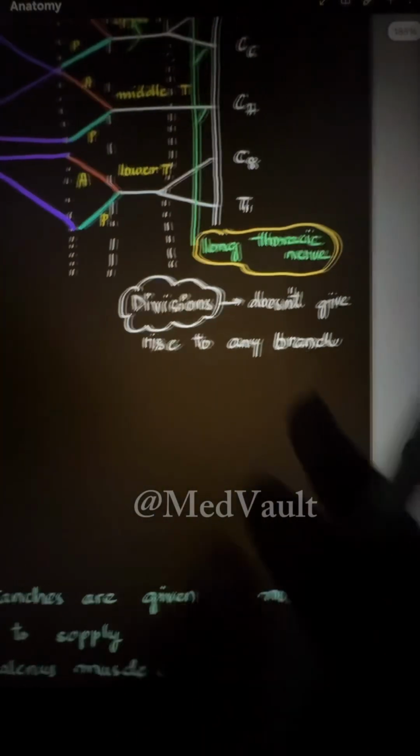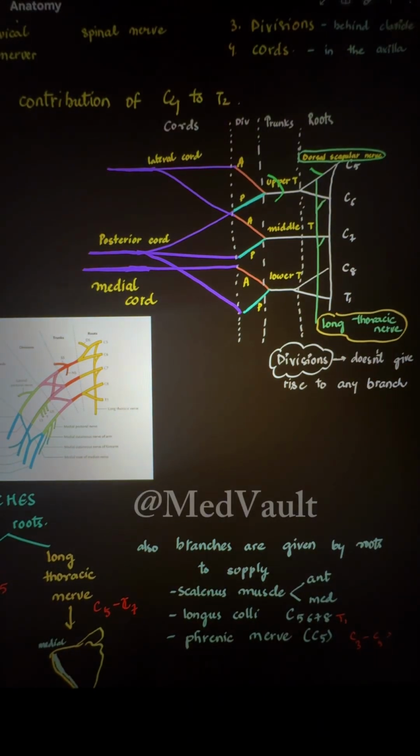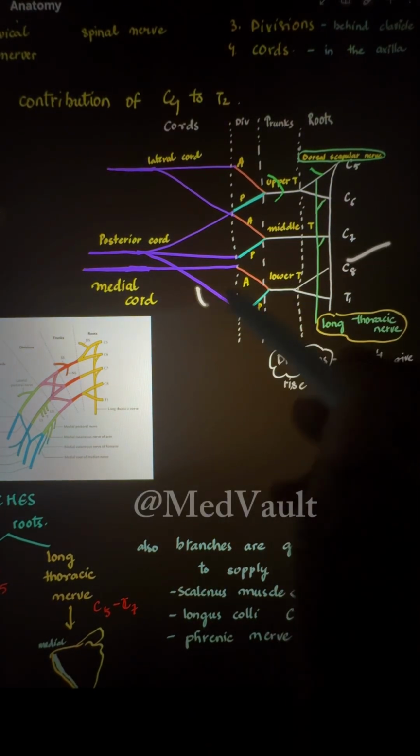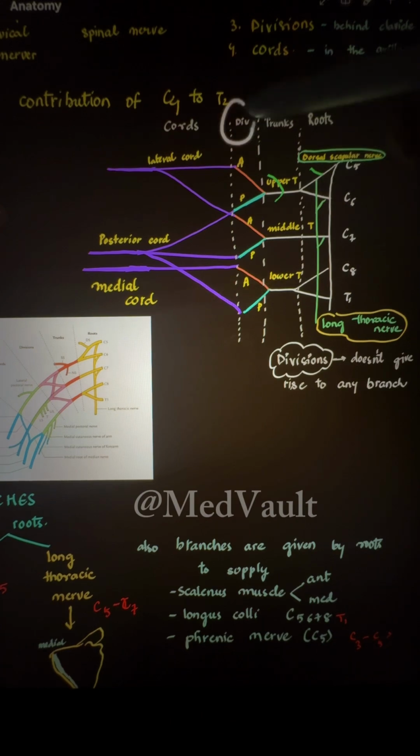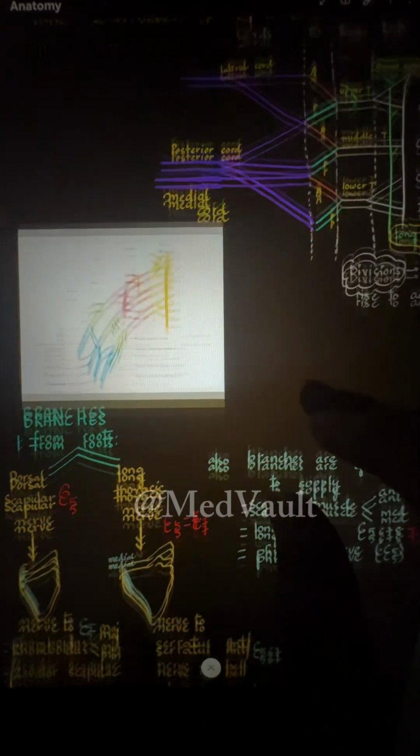Next thing here is divisions. We have branches coming from every component of the brachial plexus except for divisions. Roots give rise to branches, trunks also give rise to branches, cords also give rise to branches, but the only component of the brachial plexus that does not give rise to any branch is the division. This is an important point to remember. Now let's talk about the branches.